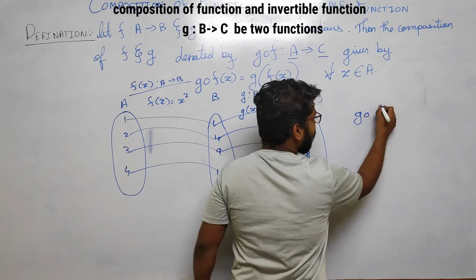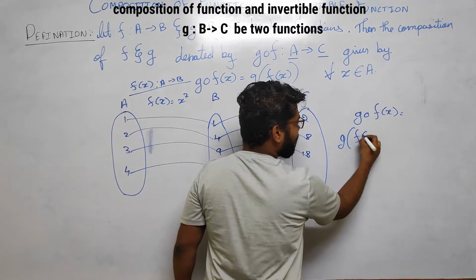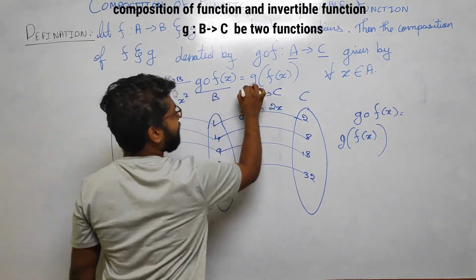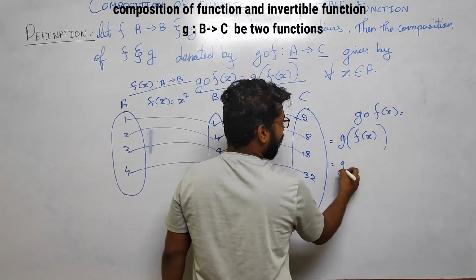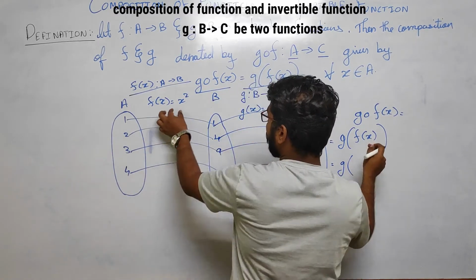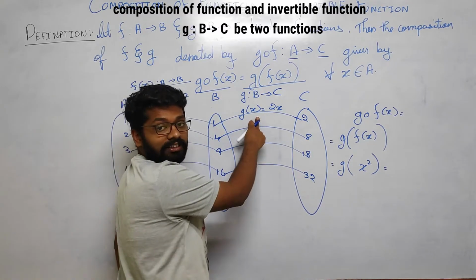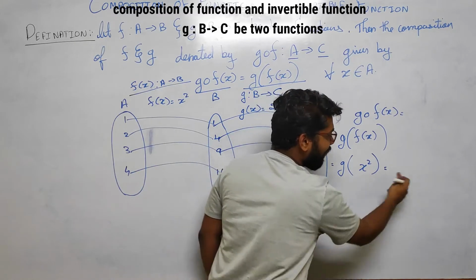I'll use it as gof(x). So g(f(x)) comes according to the definition. If you see here, we can write gof like this. That's what I have done here. What is f(x)? g(f(x)). f(x) is what? x square. g of x square is what? g(x) is 2x, correct? Where there is x, here x has come. Here there is x square, so here what comes?